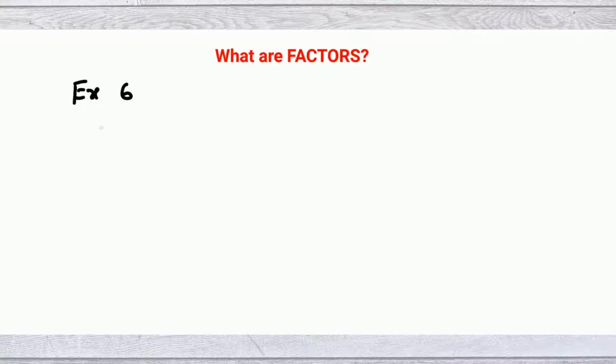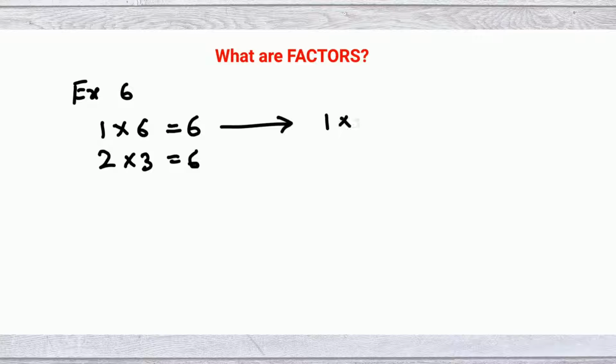For number 6, the pairs will be 1 into 6 is 6, 2 into 3 is 6. There are no other pairs for this. Only 1 into 6 will give you 6 or 2 into 3 will give you 6. Consider this first pair. 1 into 6 is equals to 6.